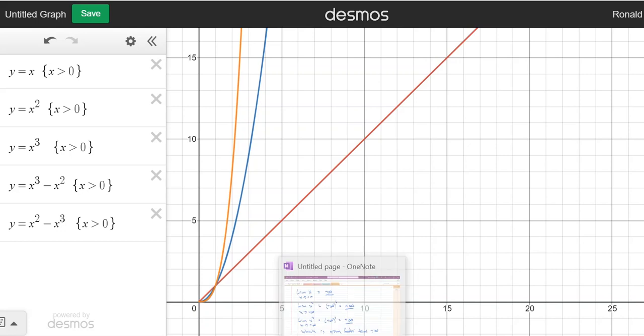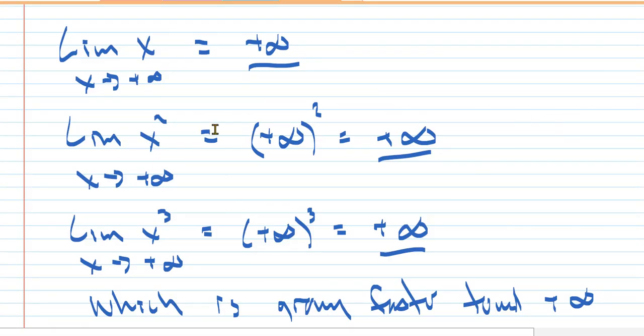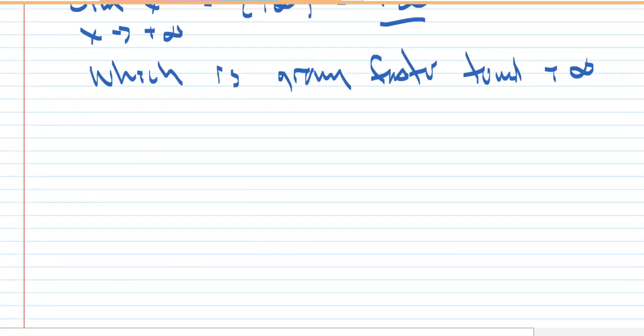The moral of the story here, and this is important to remember, is the higher the exponent, the more quickly that function grows towards infinity. So x squared grows towards infinity faster than x. X cubed grows towards infinity even faster than x squared. Likewise, what is the limit of x to the fifth as x approaches positive infinity? Well, it's also going to be positive infinity, but it's going to be growing even faster than the other ones.